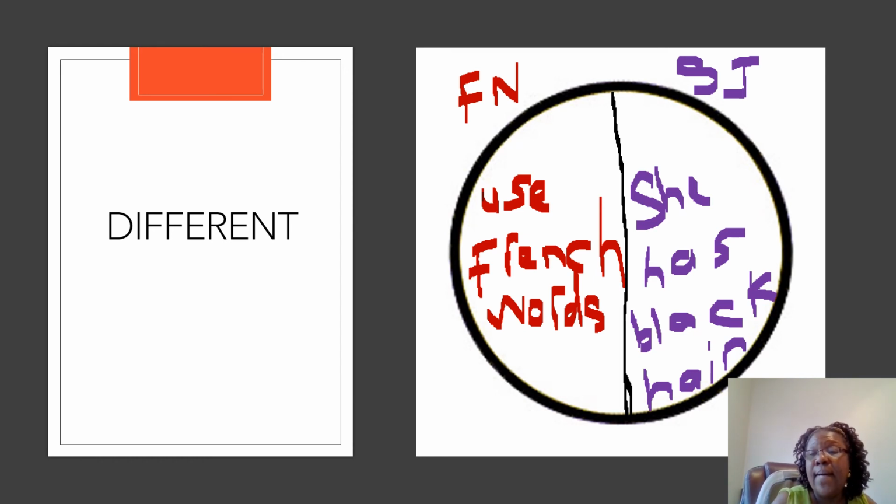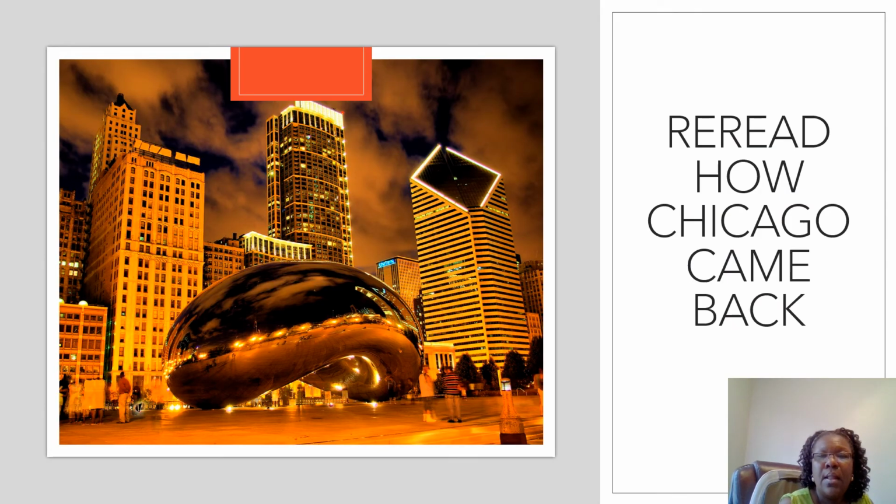All right, guys. So now that you finished rereading how Chicago came back, now we're going to do the next slide, okay? Miss Jerome didn't read it for you because you guys are in second grade, so you should be able to read your own story. Oh, isn't Chicago beautiful? One day I hope I could go there and visit. Not in the winter time, because Chicago is like New York, always cold. All right, so let's go to the next slide.